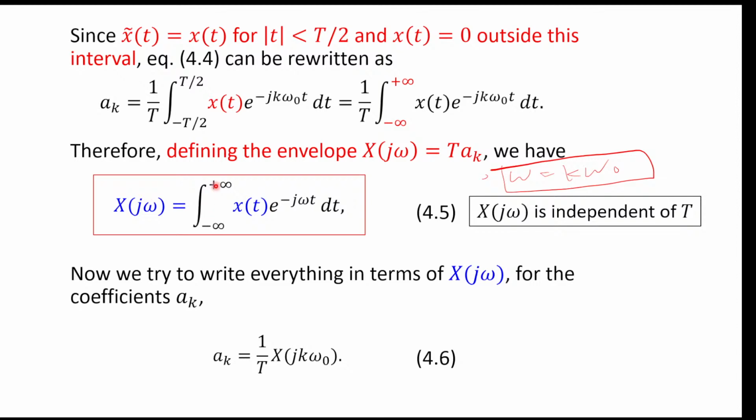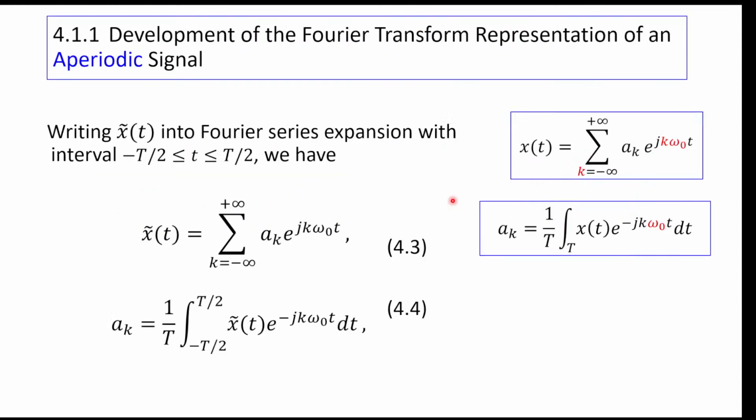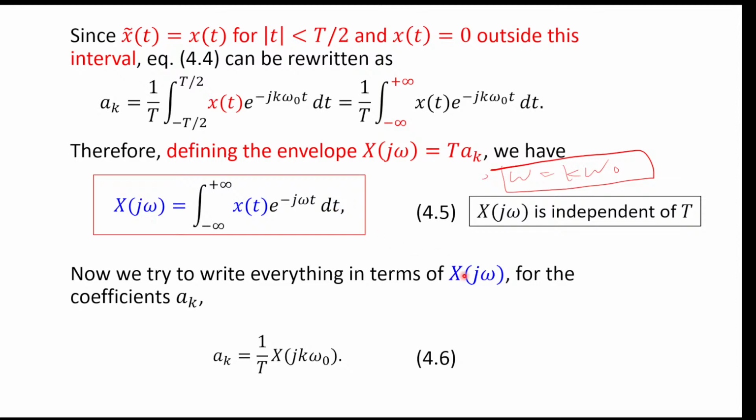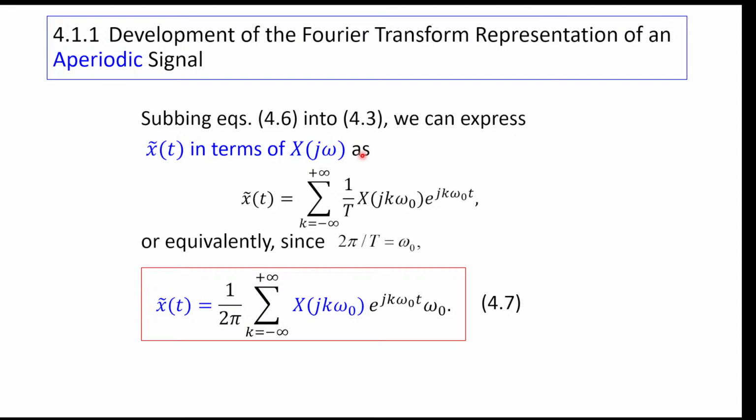Here we define X of j omega as this integration of x of t e to the minus j omega t dt. And then we try to replace all the things with a big X. So first we do a_k, that's very simple, a_k equals 1 over T big X. Just from this equation, reverse it. And now we have a_k, then we can replace it in our synthesis equation of our x tilde of t.